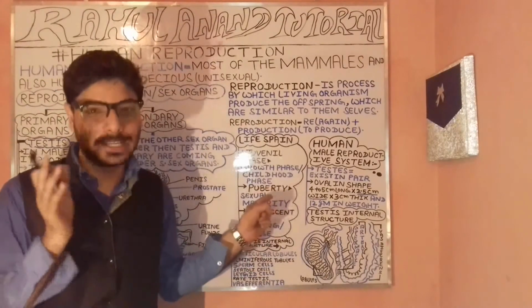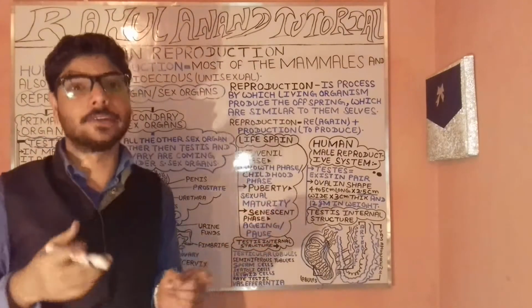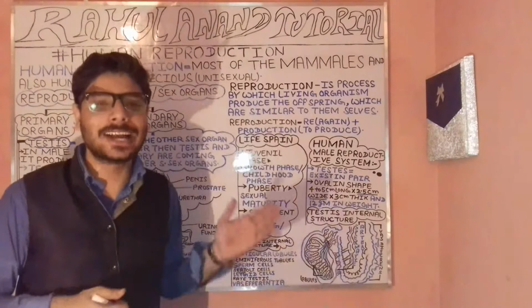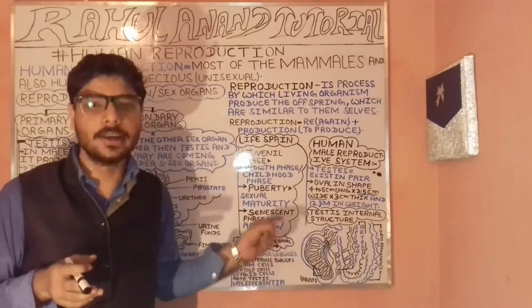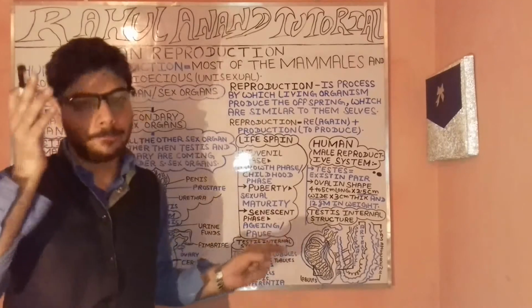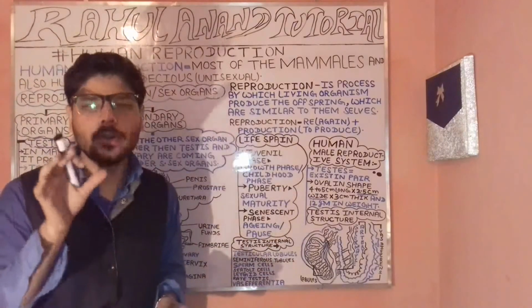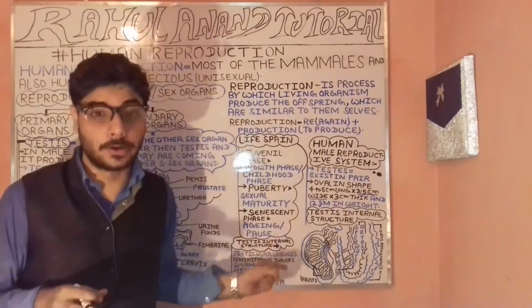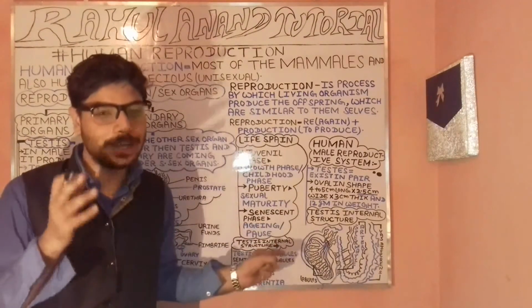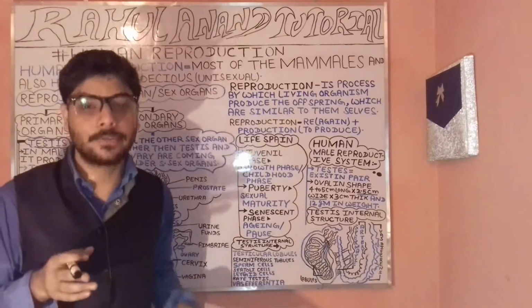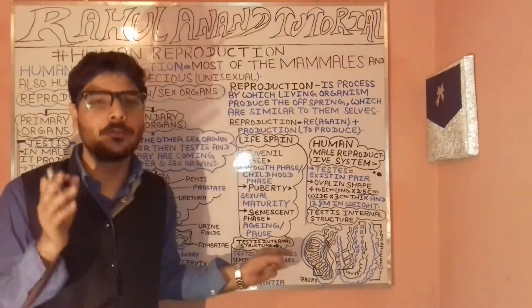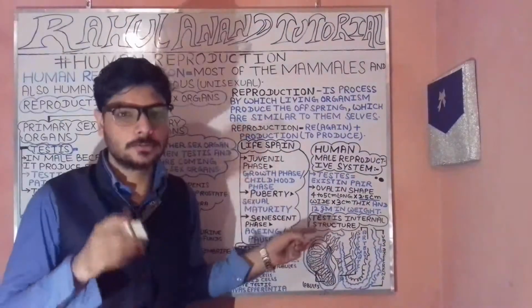So when we are talking about the juvenile phase, what is it? These are known as the childhood phase, or the growth phase. With reference to the second one, we have the puberty phase, often known as the maturation phase. In the third, we have the senescent phase. So these are known as the menopause phase, or the aging phase. You could find it here on the board.